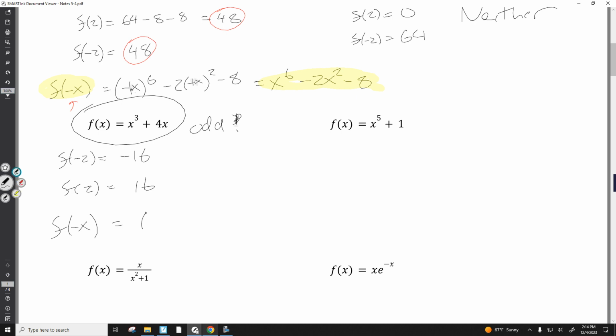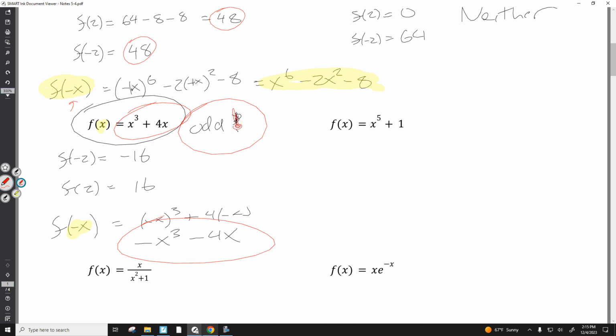I plug in -x cubed. I add 4 times -x. Think of the negatives as being -1s. -1 cubed is -1. X cubed is x cubed. This stays as -x cubed. 4 times -x is -4x. I can see that for opposite x's, my y's are opposite. We are 1000% odd. Okay? That's an odd function.